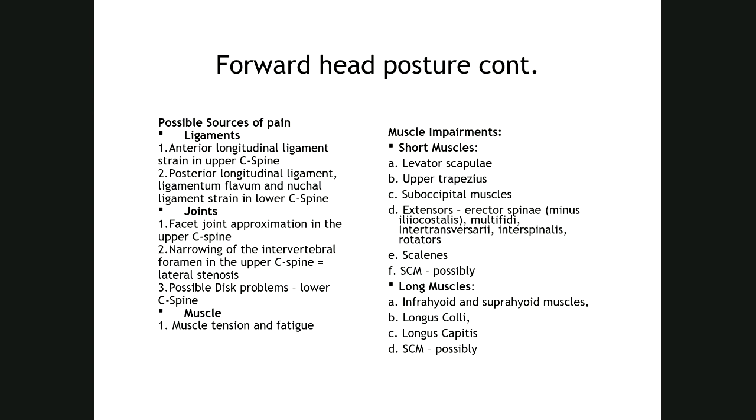Specifically, the muscles that can get shortened are the levator scapulae, your upper trap, suboccipital muscles, and all the extensors. The scalenes, possibly the sternocleidomastoid, but not necessarily. And once again, this doesn't necessarily all happen together. It can be just a few muscles that are shortened, a few muscles that are lengthened, but typically, if the spine is in flexion, the muscles in the front are going to tighten while the muscles in the back are going to get weakened. So that's how we look at it.